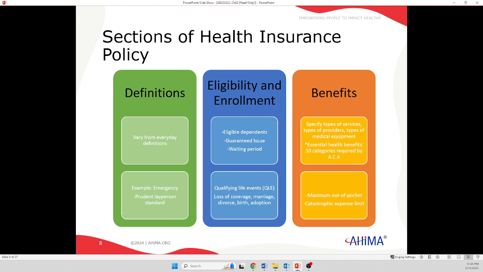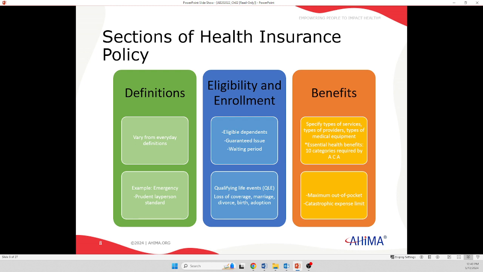So a lot of times the definitions that we get may be emergency, a prudent layperson standard, prior authorization, what is considered life-threatening, an accident, medical necessity. All of those would be definitions we may find.